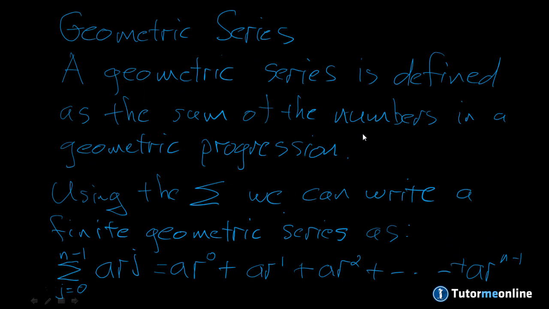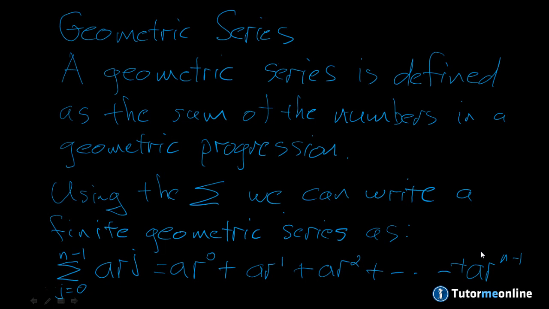Hi, let us continue our discussions on sequence and series with the geometric series. A geometric series is defined as the sum of the numbers in a geometric progression. Using the sigma symbol, which stands in mathematical language for the sum of, we can write a finite geometric series as the sum of j equals 0 to n minus 1 of ar to the power of j, that is equal to ar to the 0 plus ar to the 1 plus ar squared, and so on until we reach ar to the n minus 1. This equation just implements the basic definition of a geometric series.